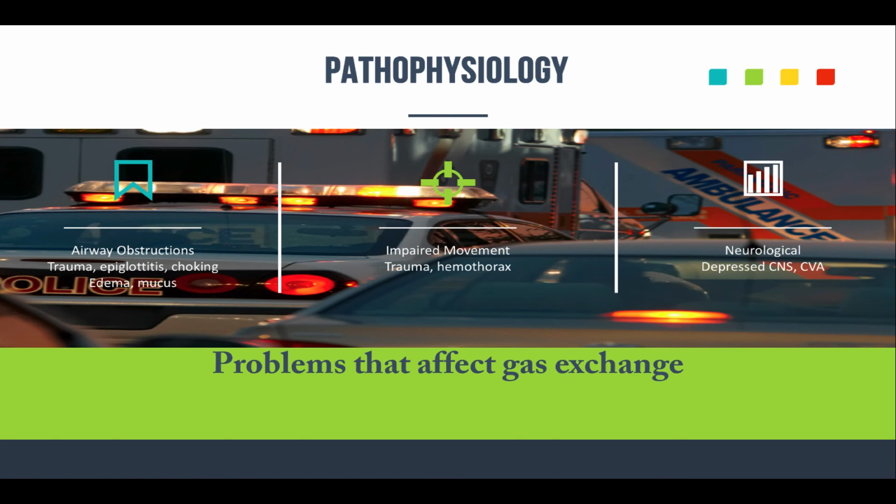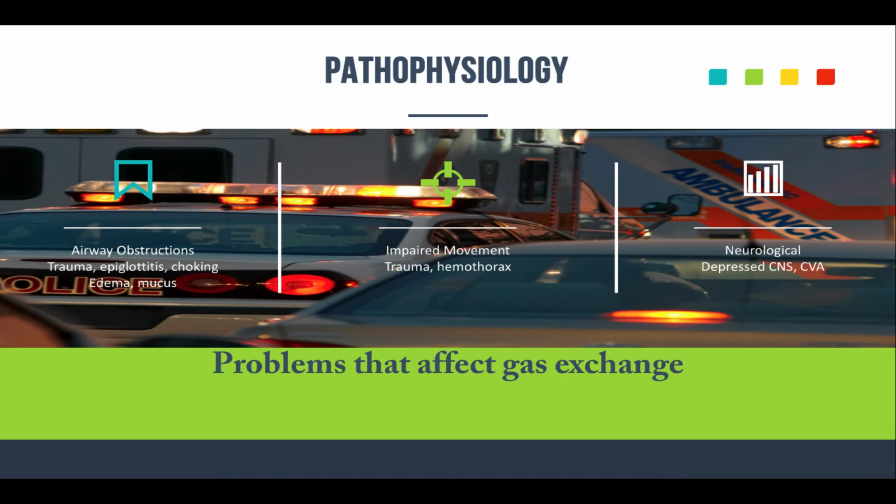And then we have our neurological control problems, depressed CNS functions that can be caused by things like drugs, if they're on opiates and things like that, but also things like stroke and other diseases that can cause neurological issues when it comes to your respirations.